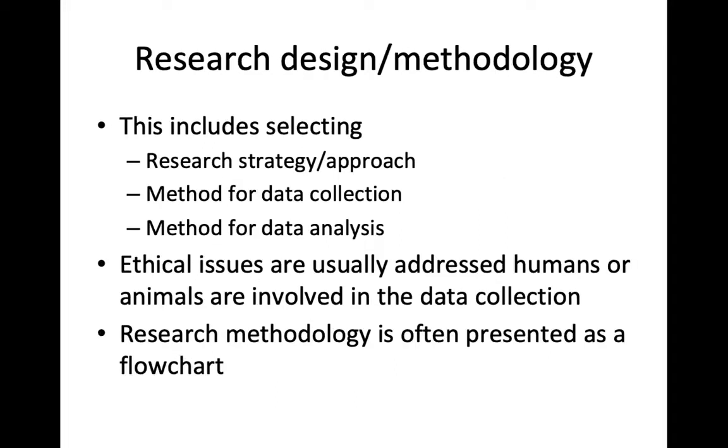But what are these rules? These rules say that you need to select the research strategy or the approach for the problem that you're addressing. Then you need to collect your own data, because most empirical research collects primary data. To collect the data, you need some scientific method for data collection. And then you also need a method to analyze the data collected.